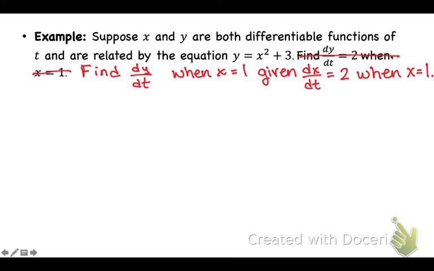So what you're going to do when you approach every single one of these problems, you're going to write 3 things down before you even start. The first thing you're going to write down is the word equation. Okay, what is the equation? y equals x squared plus 3. Okay? Mm-hmm. Then on the other side, right next to it, you're going to write given.